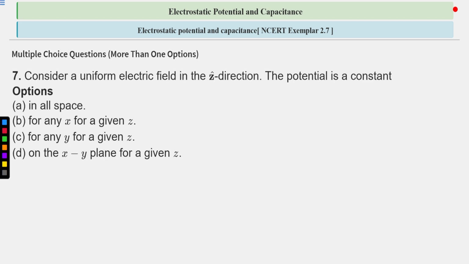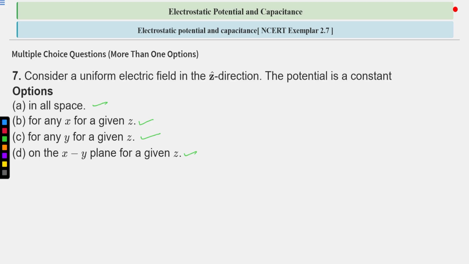So our next question, exemplar problem 2.7. This question is multiple choice, and more than one option can be correct. Consider a uniform electric field in the Z direction. The potential is constant, and the options are: in all space, for any x for a given z, for any y for a given z, or on the xy plane for a given z.